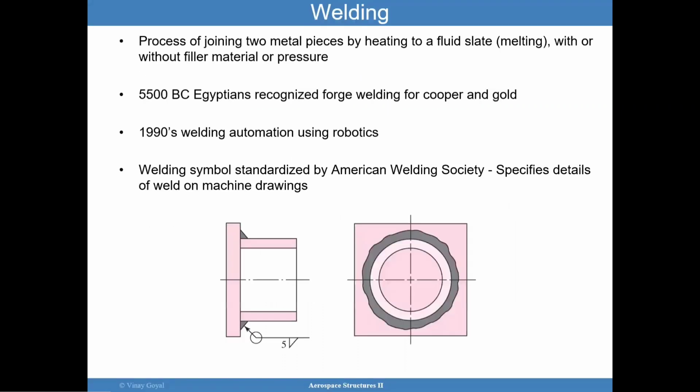Let's start with welds. Welding is really the process of joining two metal pieces by heating, with or without a feeder material or pressure. The Egyptians had already recognized this approach for welding copper and gold. In the 1990s, welding automation took place using robotics, and you will see that the American Welding Society specifies welds on machine drawings. Here's a circle with this symbol, and that represents a fillet that goes around the circumference, as an example.